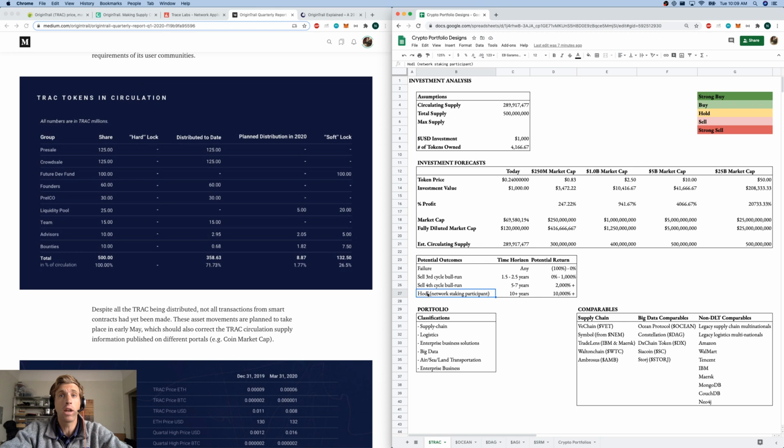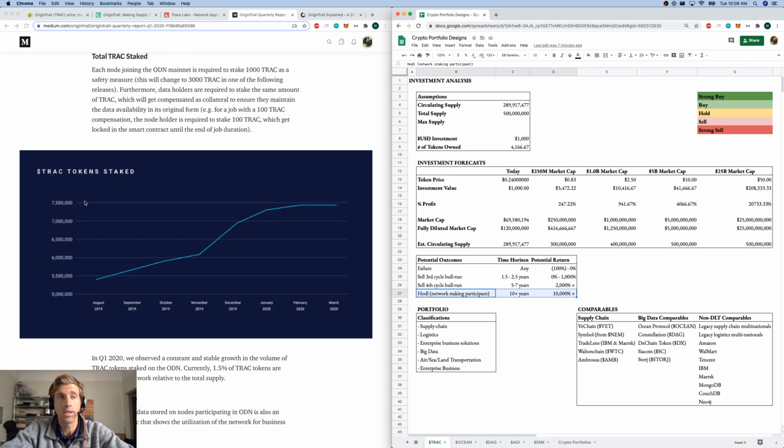If we also look at this quarterly report, we'll see that TRAC token staked has been growing nicely since 2019. We're kind of plateauing here at about 7.5 million tokens staked. So we are allowed to stake our tokens and participate in the network.